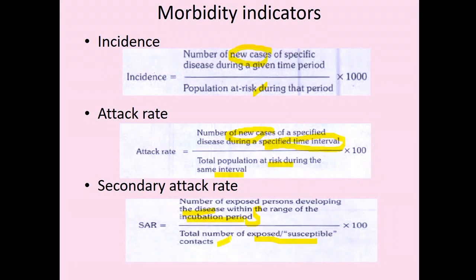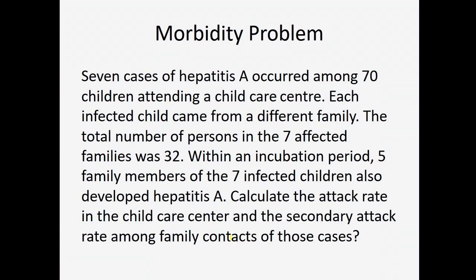7 cases of hepatitis A occurred among 70 children attending a child care center. Each infected child came from a different family. So the number of persons in the 7 affected families was 32. Within an incubation period, 5 members of the 7 infected families also developed hepatitis A.